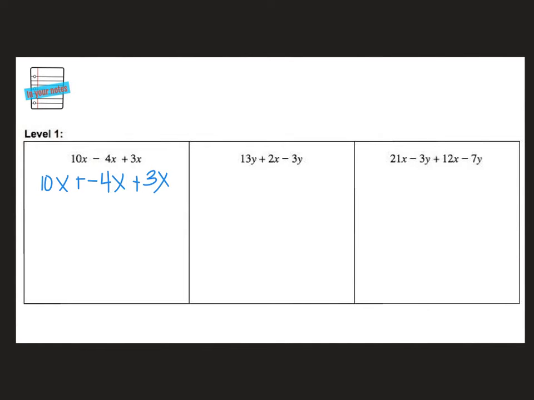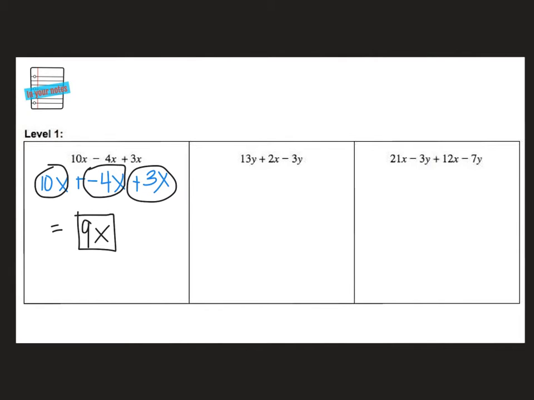So here's our first problem. I see 10 x's and negative 4 x's give me 6 x's, and then plus 3 more x's give me 9x. So 9x is as simple as this expression gets when we combine each of the like terms. Now notice as I'm circling here, I'm circling the sign in front of my variable.